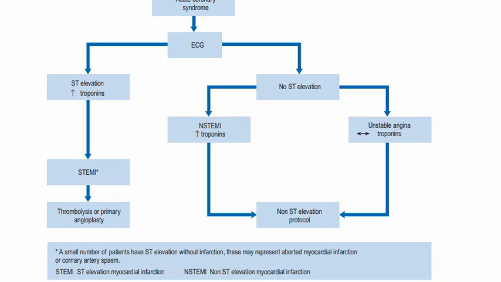If there is ST elevation with increased troponin, there will be ST elevated myocardial infarction, and we will go for treatment with thrombolysis or primary angioplasty. If there is no ST elevation, with increased troponin or no troponin related to unstable angina, then we will follow the non-ST elevation protocol.